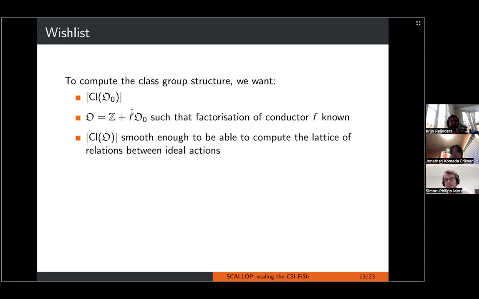But then to compute the lattice of relations in this class group, we may still want this class number to be smooth enough. At least that's, I guess it's up for discussion whether this is necessary, but it's certainly sufficient. If it's smooth enough, then you can compute the lattice of relations just by solving some discrete log problems in this sufficiently smooth group, and therefore get the relations between your various ideals that act.